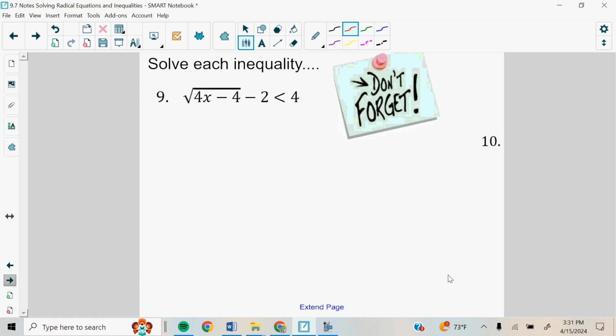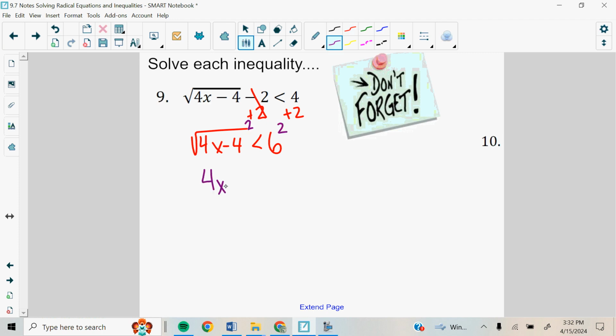If we look at our next problem, we have a less than symbol here. So that is going to affect some things as we go. And let's go ahead and start off by adding 2 to both sides. So we get the square root of 4x minus 4 is less than 6. We're going to square both sides. So 4x minus 4 is less than 36. Go ahead and add 4 to both sides. So 4x is less than 40. And when we divide by 4 on both sides, our inequality symbol stays the same and it becomes 10.